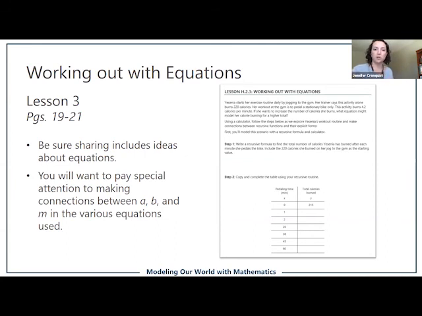Some things that you're going to want to keep in mind when going through this one is as you're having students do share outs, you really want to be focusing in on their ideas around equations. There's several different types of equations that are introduced or talked about within this lesson. So you're also going to want to pay special attention to making those connections between your A, B, and M variables in those various equations. And we do call that out in the teacher materials as well.